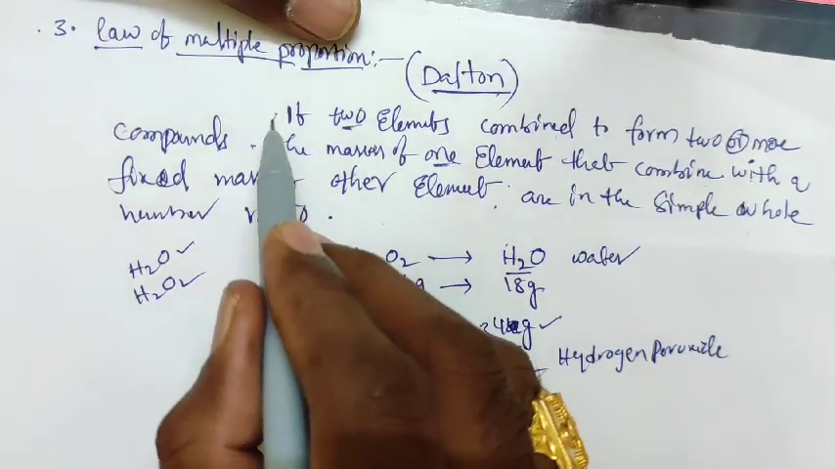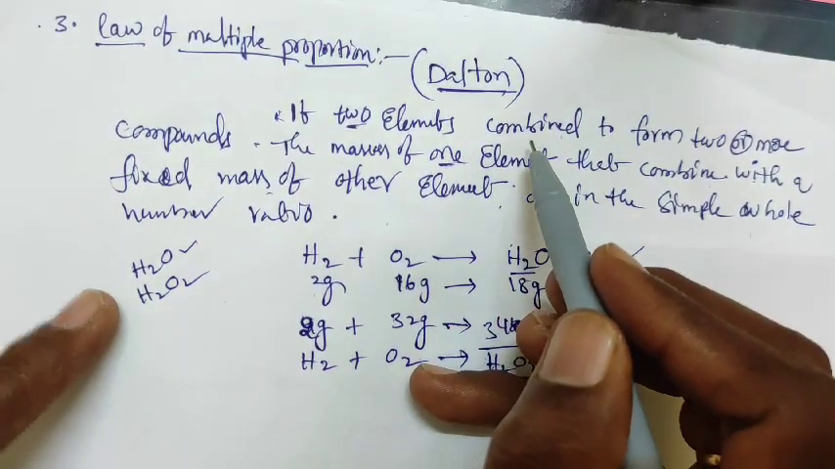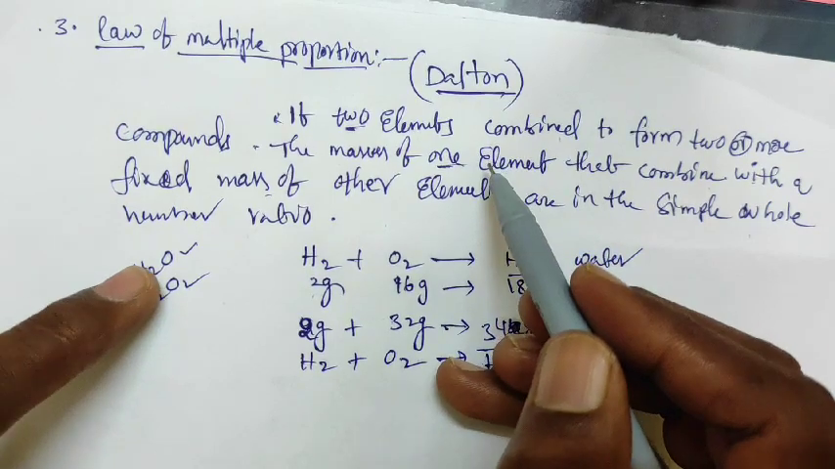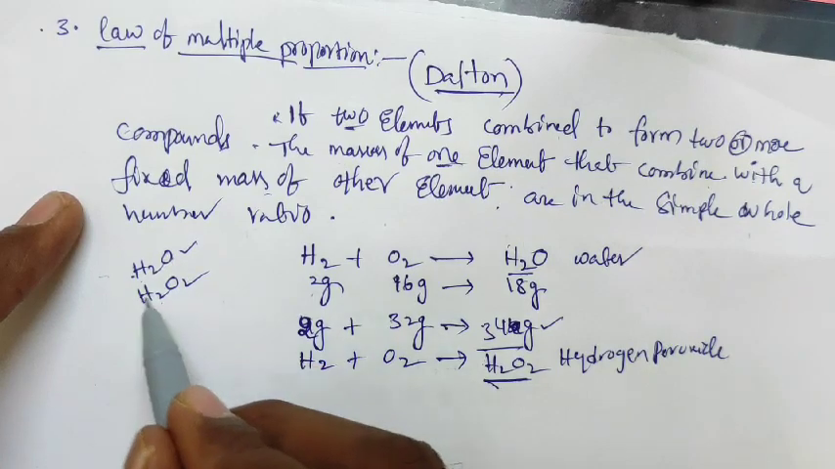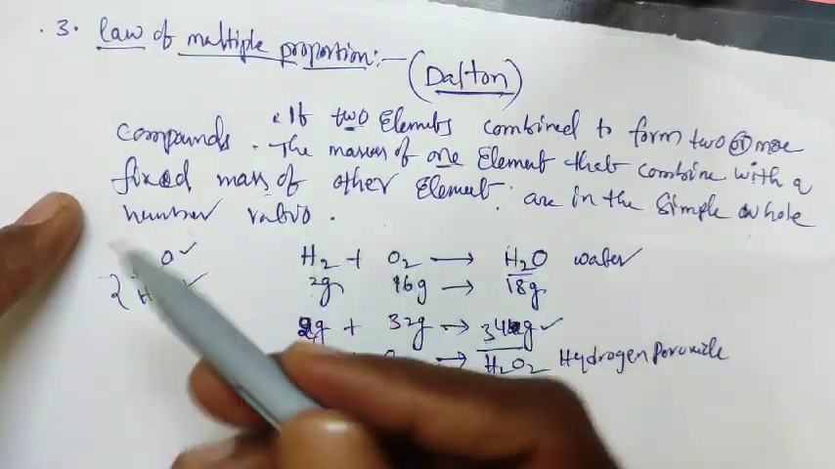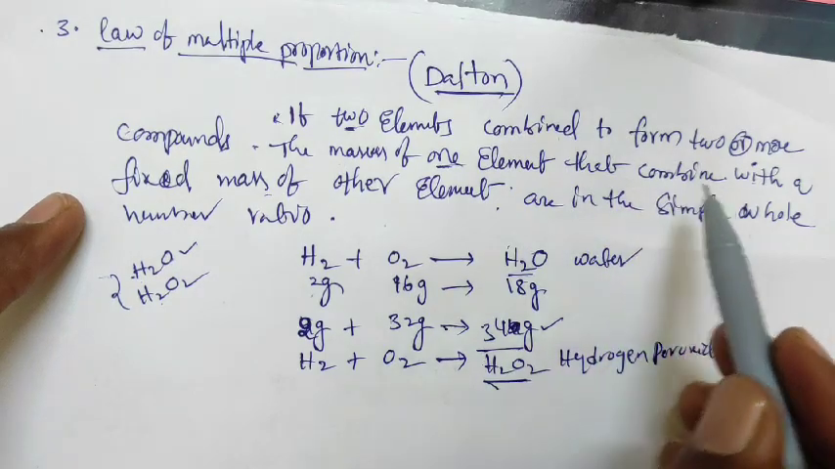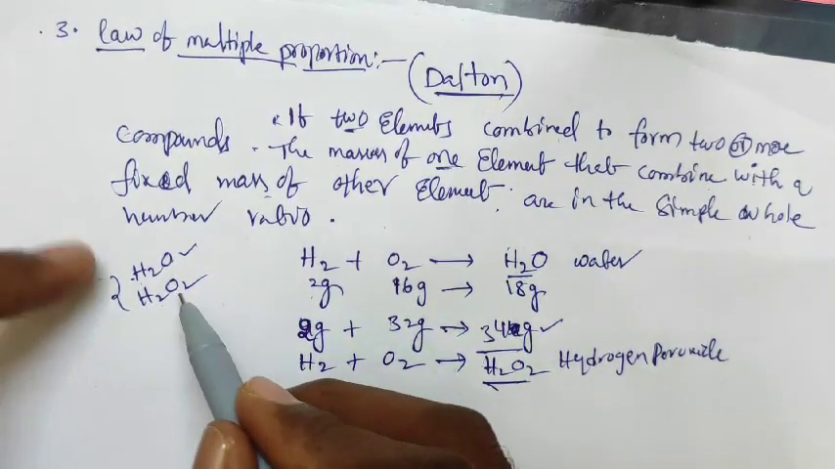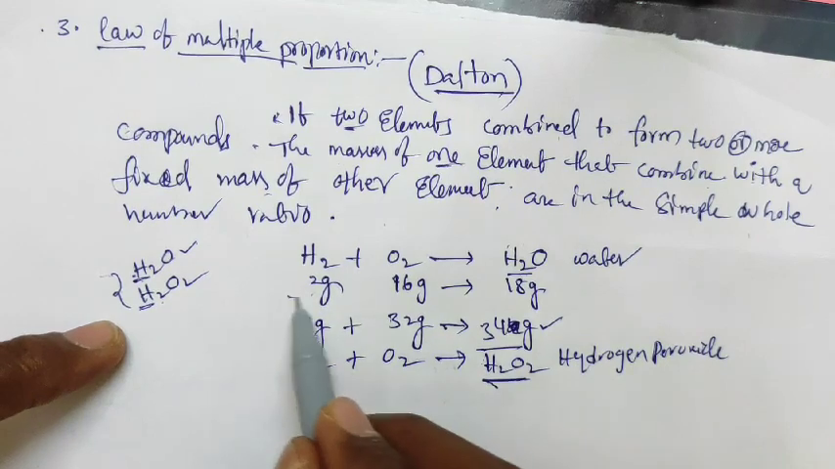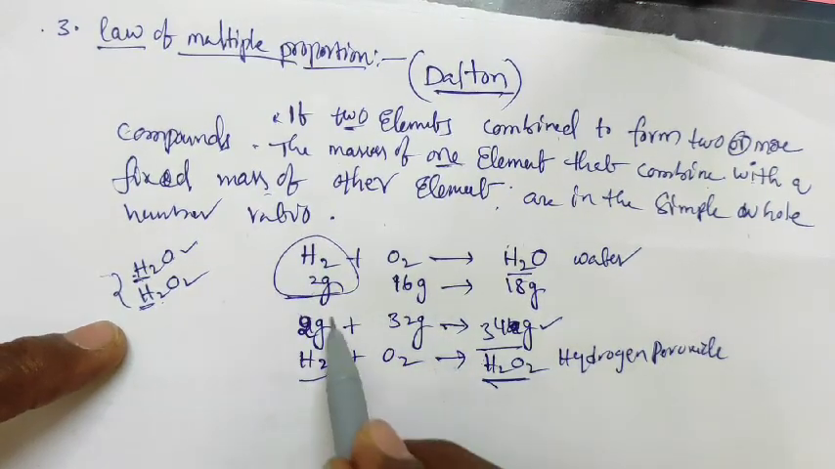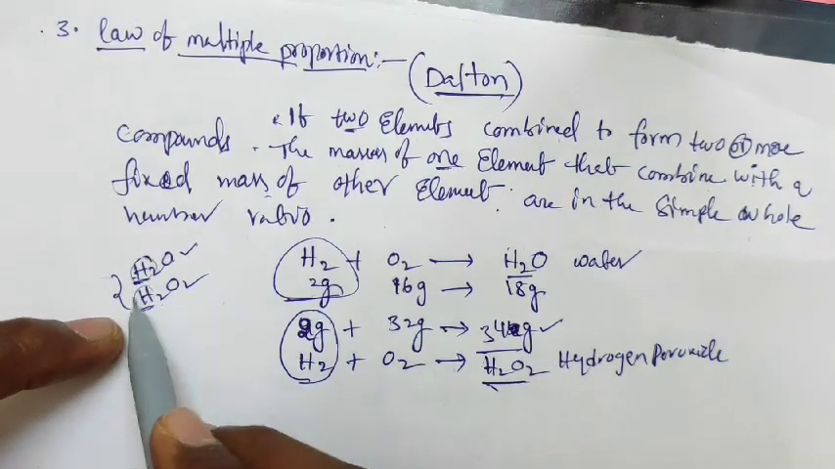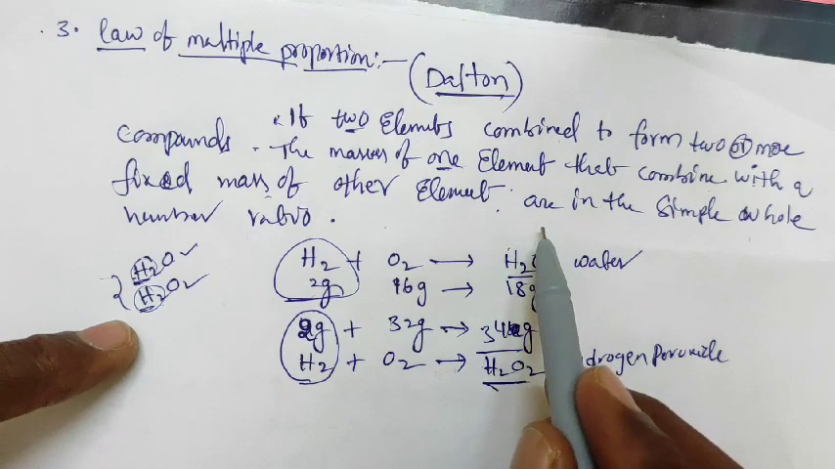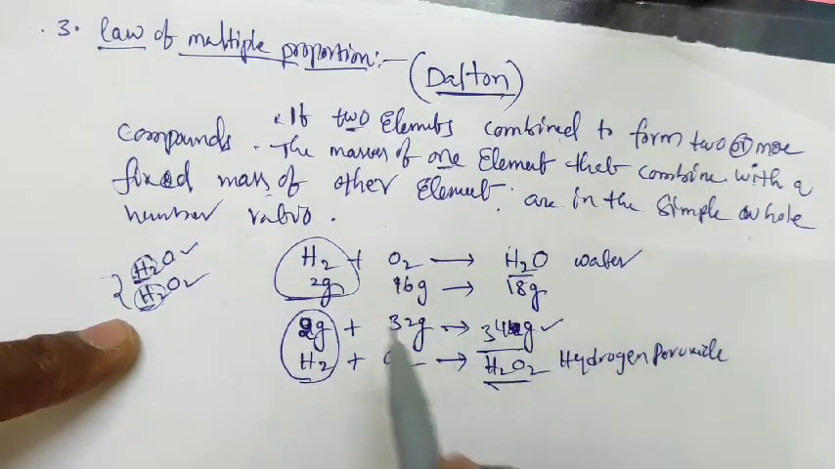So according to this, if two elements combine, which two elements? Hydrogen and oxygen, to form two or more compounds. Yes sir, hydrogen and oxygen form two different compounds. The mass of one element that combines with a fixed mass of the other element. Which one is the fixed mass? Hydrogen. Here 2 grams, here also 2 grams of hydrogen. One is a fixed mass, but the next element is not fixed, it is a simple multiple. So this is the law of multiple proportion.